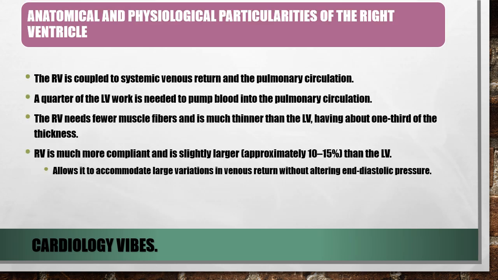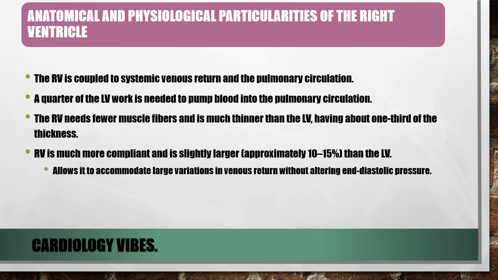In this slide, I will briefly go through anatomical and physiological particularities of the right ventricle. From the anatomical perspective, the right ventricle is coupled both to the systemic venous return and to the pulmonary circulation. It receives blood from the inferior and superior vena cava that is channeled through the right atrium and tricuspid valve into the right ventricle, which pumps the blood through the pulmonary valve into the pulmonary circulation.